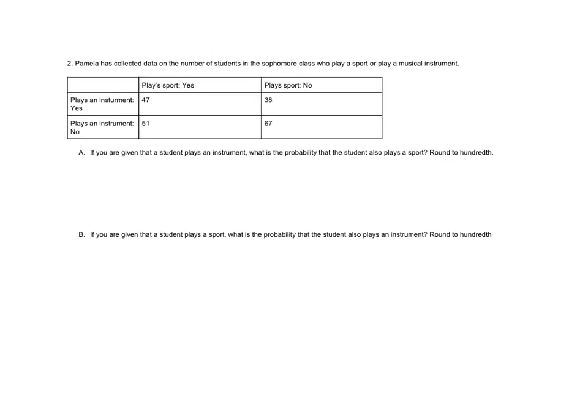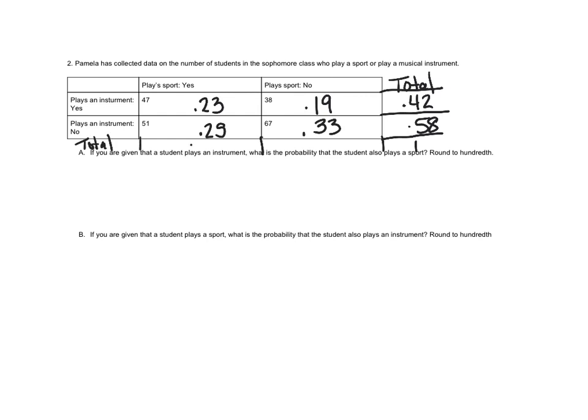All right, so notice the table has been updated to reflect the correct table. The sport is now on top, the instrument is on bottom. So this is still going to be 0.23, this is still going to be 0.19, this is going to be 0.25, this is going to be 0.33. If we total it out here, we have 0.42, 0.58, and 1. If we total this out, this is 0.48 and 0.52.